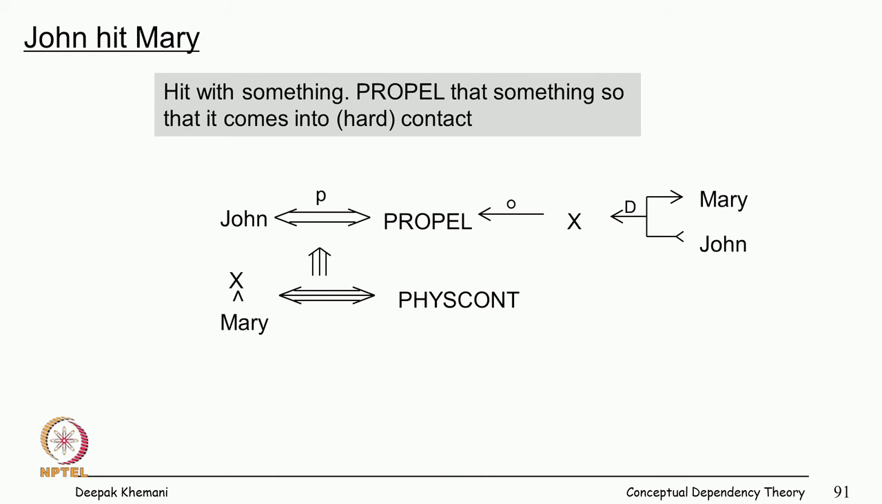So, this John hit Mary, we have been talking about this for a while. When you say hit, you really want to say that you are doing an act of propel, which is a CD theory act, towards the direction of Mary, and you are propelling something. It is not been said as to what is it that you are propelling. So, we have just marked it with an x. So, you are propelling x towards Mary, and that x and Mary came into physical contact essentially, as a result of which.